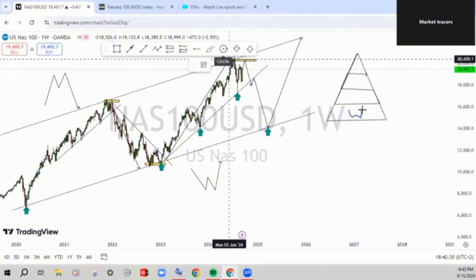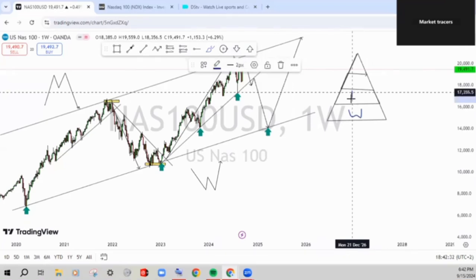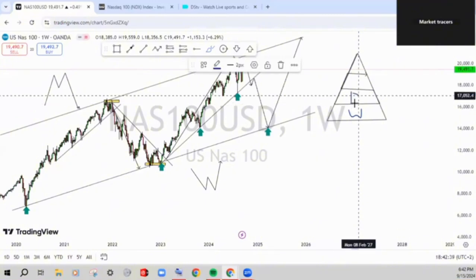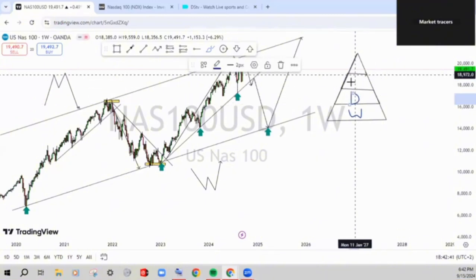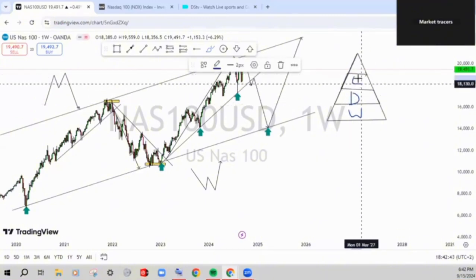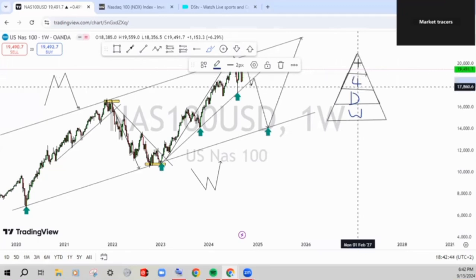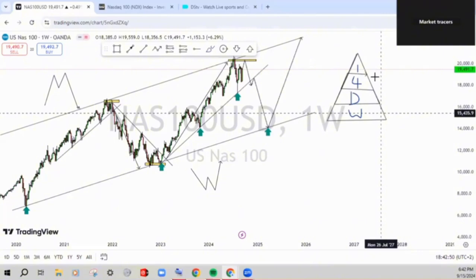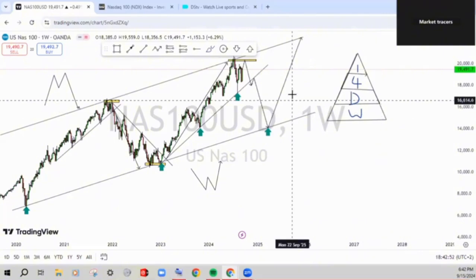So now I'll be moving to a smaller time frame, because most of the time when people make analysis, I always encourage them to do what? To use pyramid analysis. If you don't know, pyramid analysis is something of this nature.